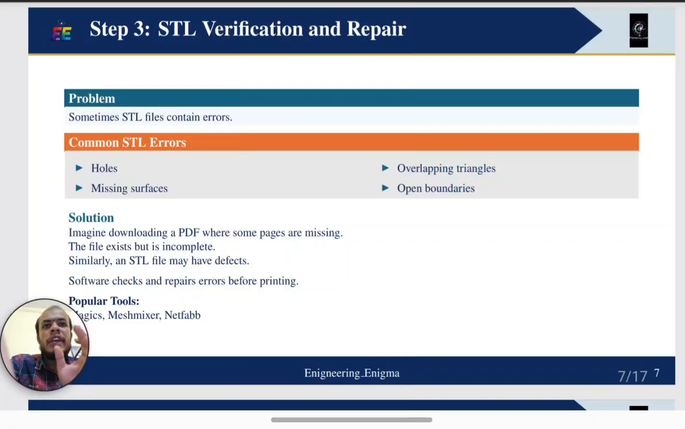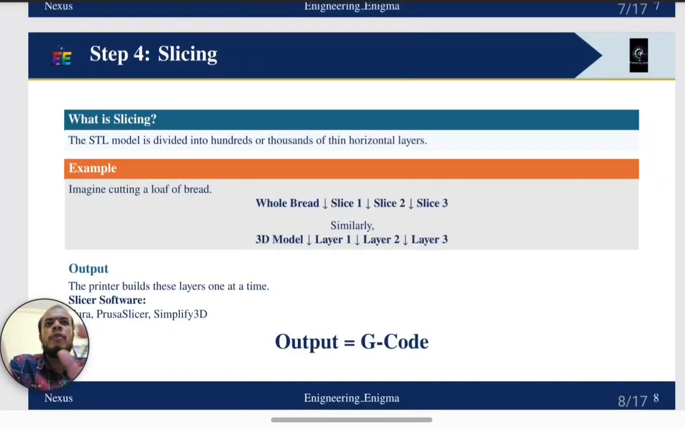So therefore, software checks and repairs these errors before printing itself. So think of it like proofreading a report before submission. Would you submit an assignment without checking it for mistakes? No, right? So exactly, STL repair is proofreading for 3D printing. Now we are moving on to the fourth major step, slicing.